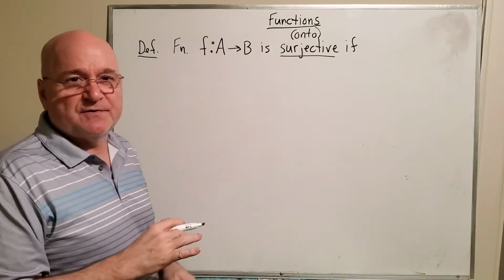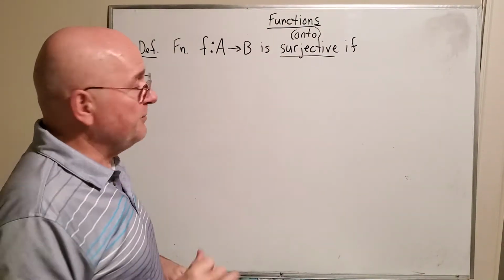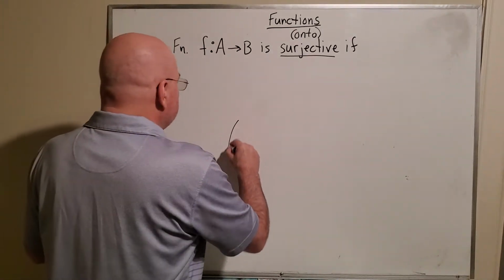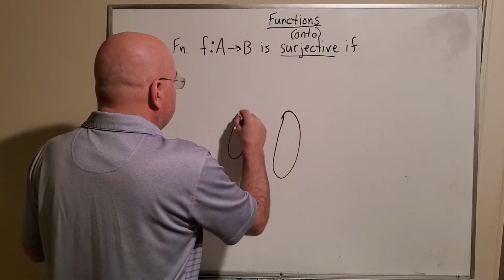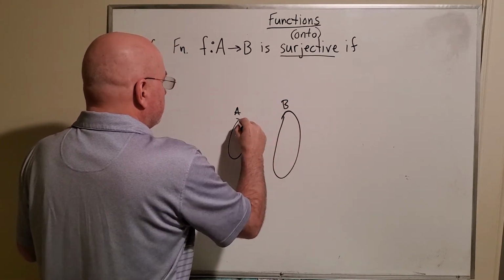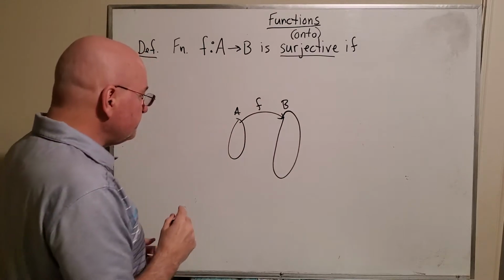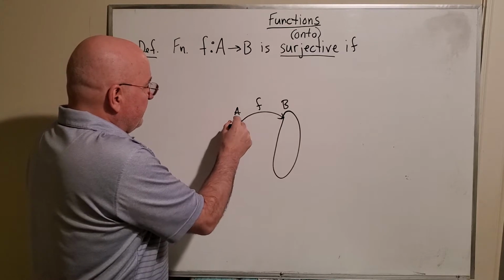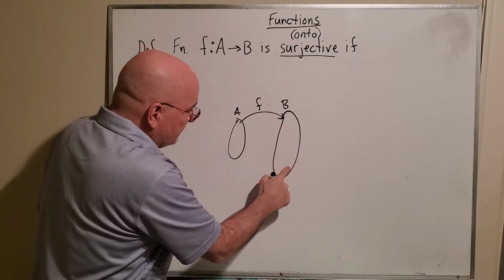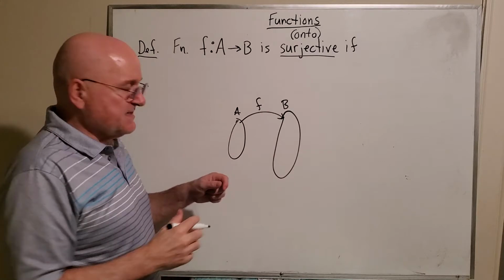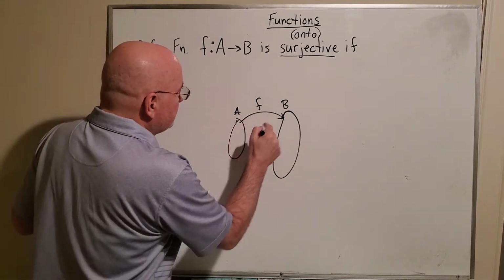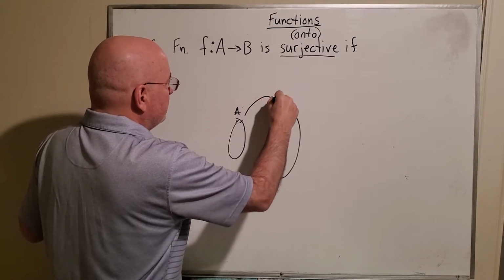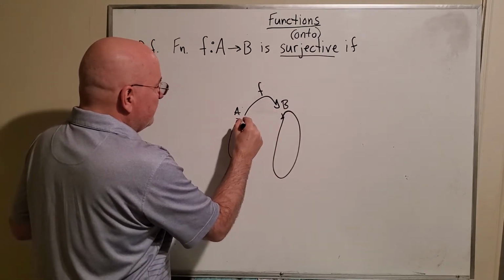So I'm going to draw a picture, and then maybe you can figure out, before I write it, the definition of a surjective function. So A, B, f. Well, the way I draw it anyways, for every single point in B, there has to be an a that maps to it. So I usually draw it like this.